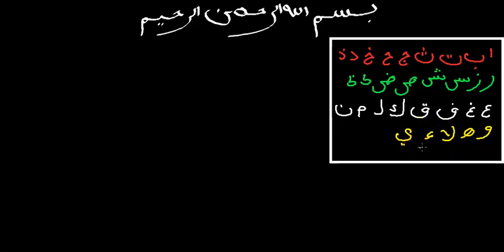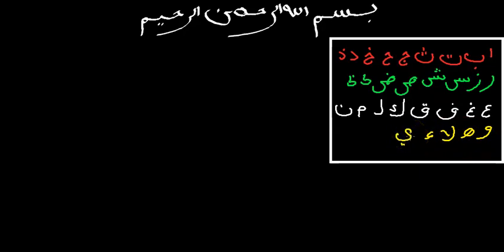Okay, let's go through it once more. This is alifun, ba'un, ta'un, tha'un, jimun, ha'un, kha'un, dalun, dhalun, ra'un, zayyun, sinun, shinun, sadun, dadun, ta'un, za'un, aynun, ghaynun, fa'un, qafun, kafun, lamun, mimun, nunun, wawun, ha'un, lam alif, al-hamza, ya'un.